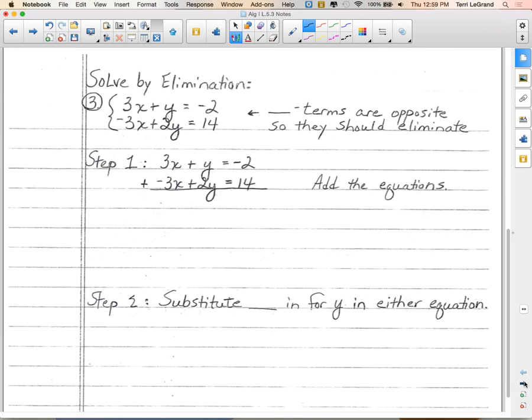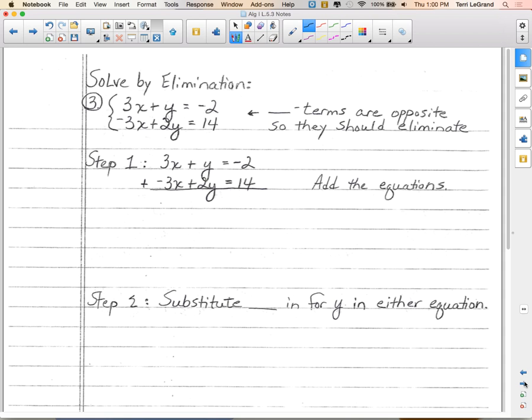So let's go to the back side and practice solving. So here's our first one we're going to solve. 3x plus y equals negative 2, negative 3x plus 2y equals 14. Standard form, right? Do you agree? Okay. Any opposite terms?